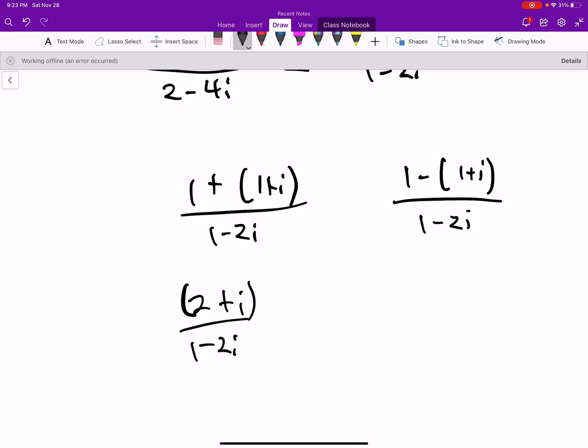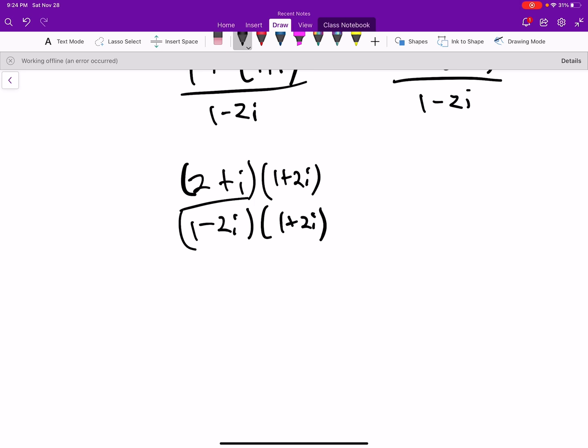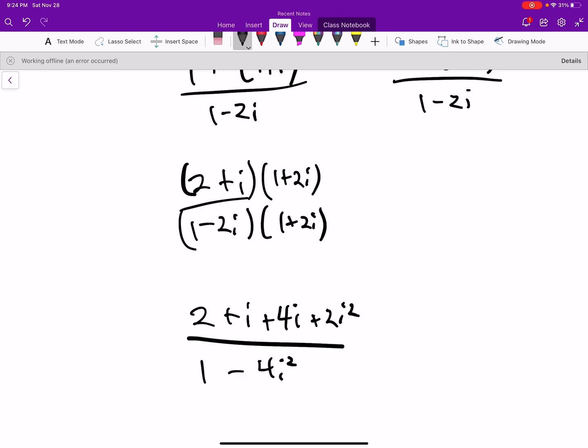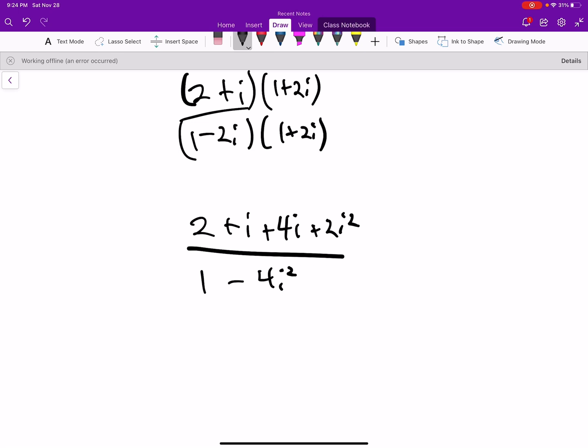Let's rationalize the denominator, or whatever that's called. 1 plus 2i, all right, 1 plus 2i, and 2 plus i plus 4. Did I get that right? Yeah, plus 4i, plus 2i squared all over 1, and I'm just going to leave these middle terms out, so then I get minus 4i squared.